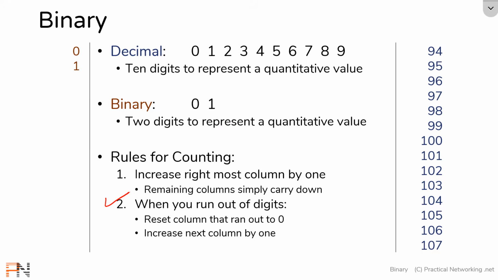When we run out of digits, we're going to reset the column that ran out, that's this column, and we're going to increase the next column by 1. Again, just like any other number system, there is always an infinite amount of implicit zeros to the left of every number. And so this is the column we end up incrementing to 1.